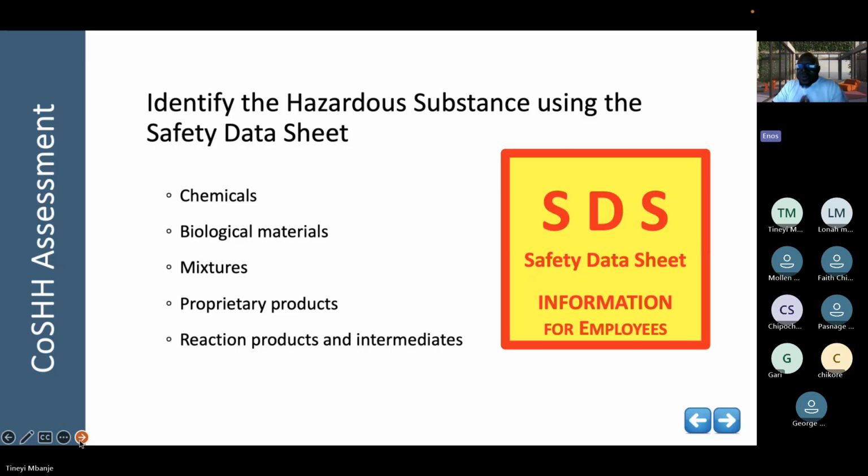And I know I'm talking to people who are professionals, you probably know it already. But it is important that you know, your safety data sheets, they are all found in chemicals, your mixtures, proprietary products. That means even your own products, proprietary products for your own company, if you're working for your own company, reaction products and intermediates. Please, can I go next?